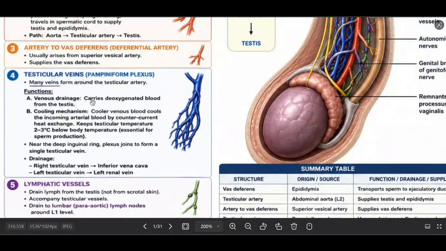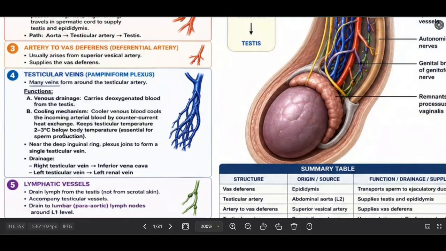This Pampiniform plexus also cools the accompanying testicular artery by counter current heat exchange. This mechanism works just like the counter current multiplier mechanism in the nephrons, in the loop of Henle. This keeps the testicular temperature about 2 to 3 degrees Celsius below body temperature, and that temperature is essential for sperm production.